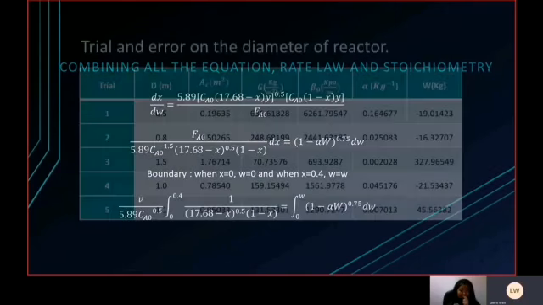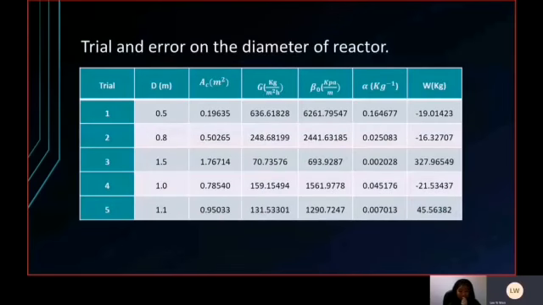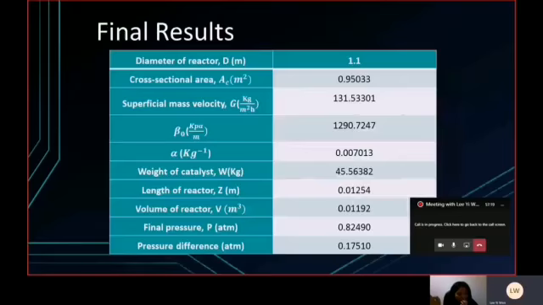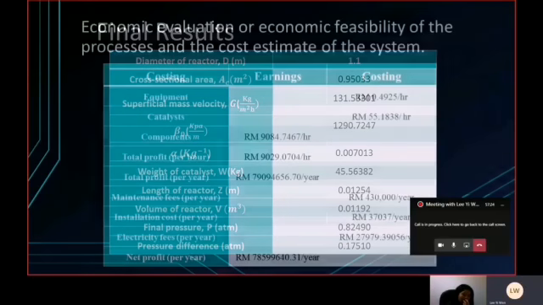With the weight of catalyst being known, other parameters can be determined such as the length, the volume, and the pressure drop. The team plays around with the value of the diameter until a desired result is obtained and the answer is acceptable. In short, the final results obtained is when the diameter of the reactor gives a weight of catalyst of 45 kg and volume of 0.01190 cubic meter.